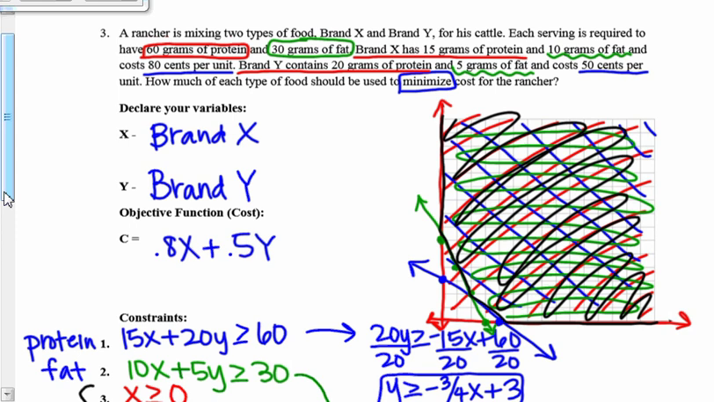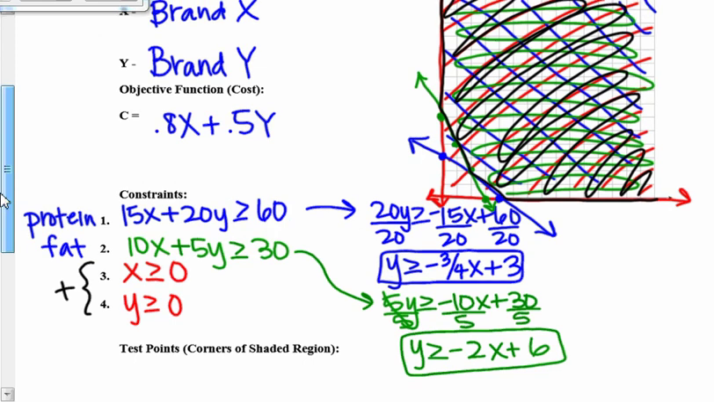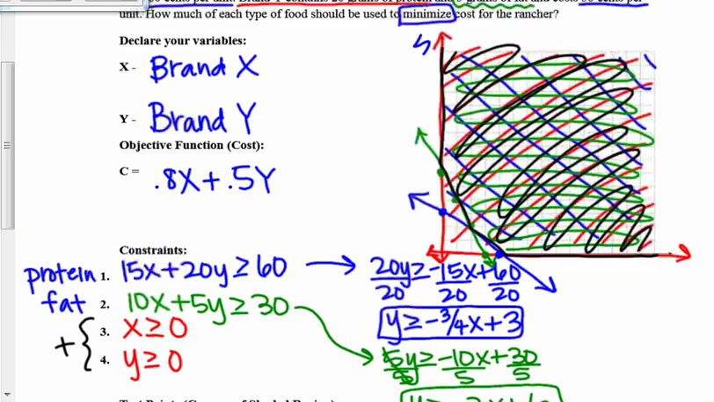Let's go ahead and see if we can pinpoint the corners of that. Now, there's no corners on the top, like way up here in the top left. There's no corners up here because it goes to infinity this way and this way. But there are corners here, here, and here.